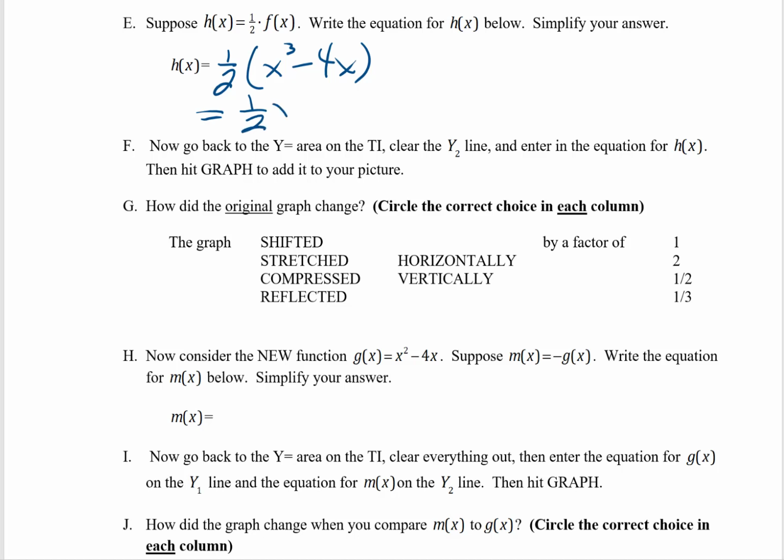So I'll get 1/2 x cubed. And then half of 4 would be 2. So this will be minus 2x. So there's my h of x function. We want to put that one in the calculator and also compare it to that original function.